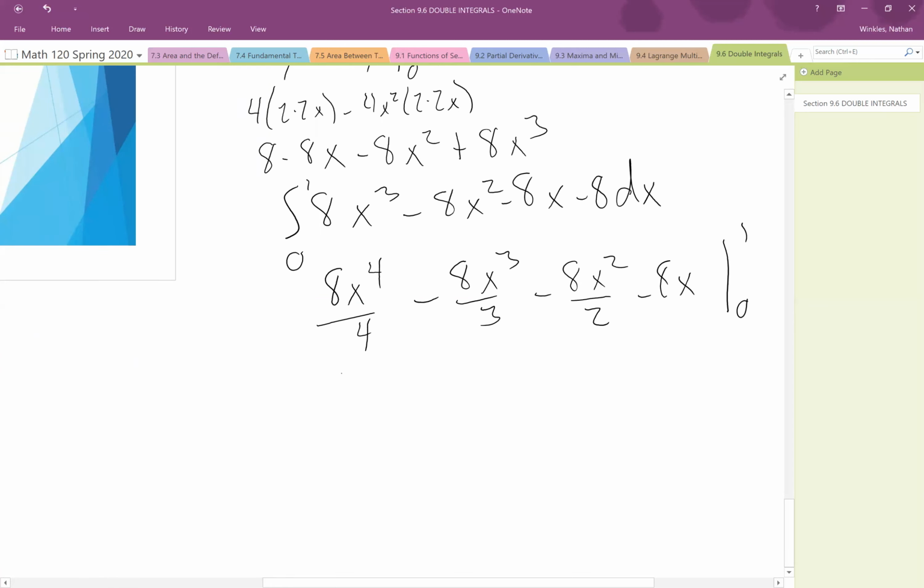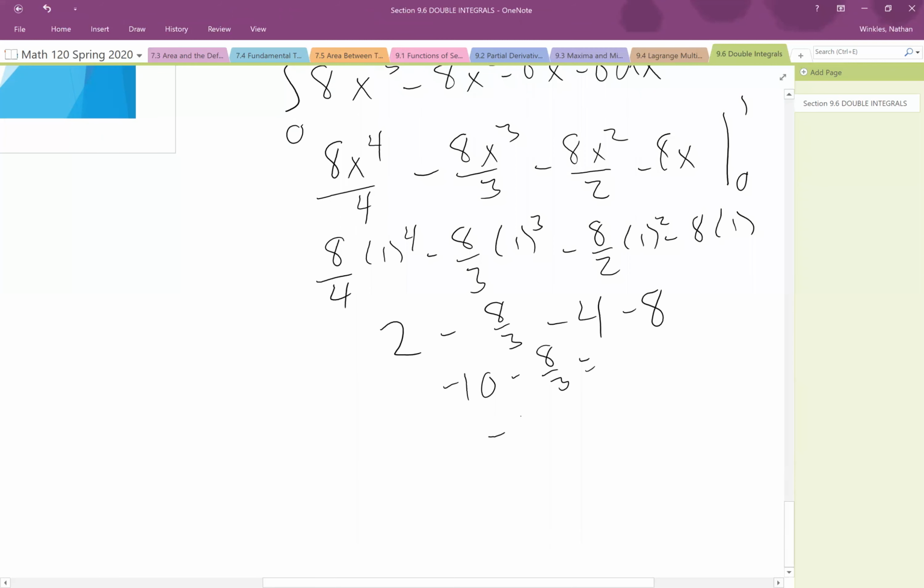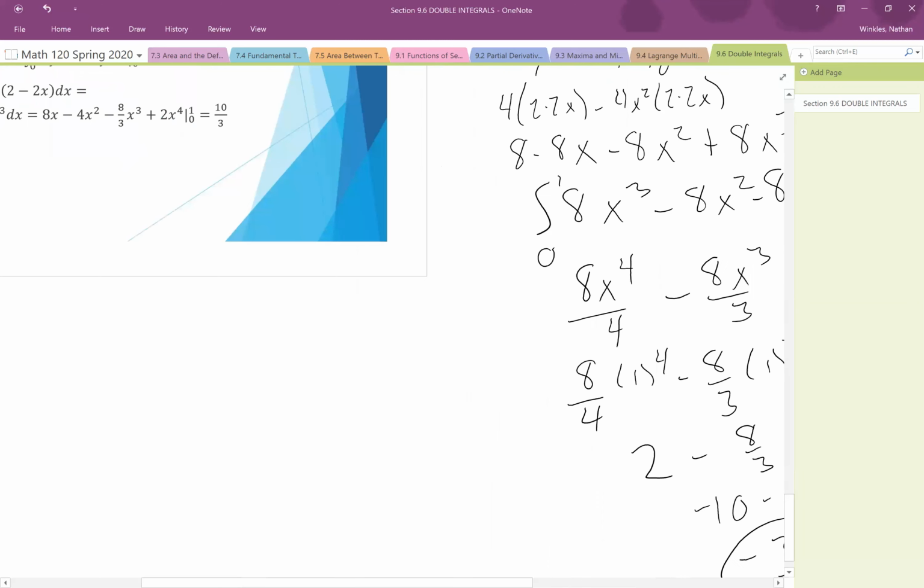So plugging in 1 everywhere, we're going to get 8 over 4 times 1 to the 4th minus 8 over 3 times 1 cubed minus 8 over 2 times 1 squared minus 8 times 1. So 8 divided by 4, so we get 2 minus 8 thirds minus 4 minus 8. So we end up with minus 10 minus 8 over 3, which gives us minus 38 over 3 as our final answer.